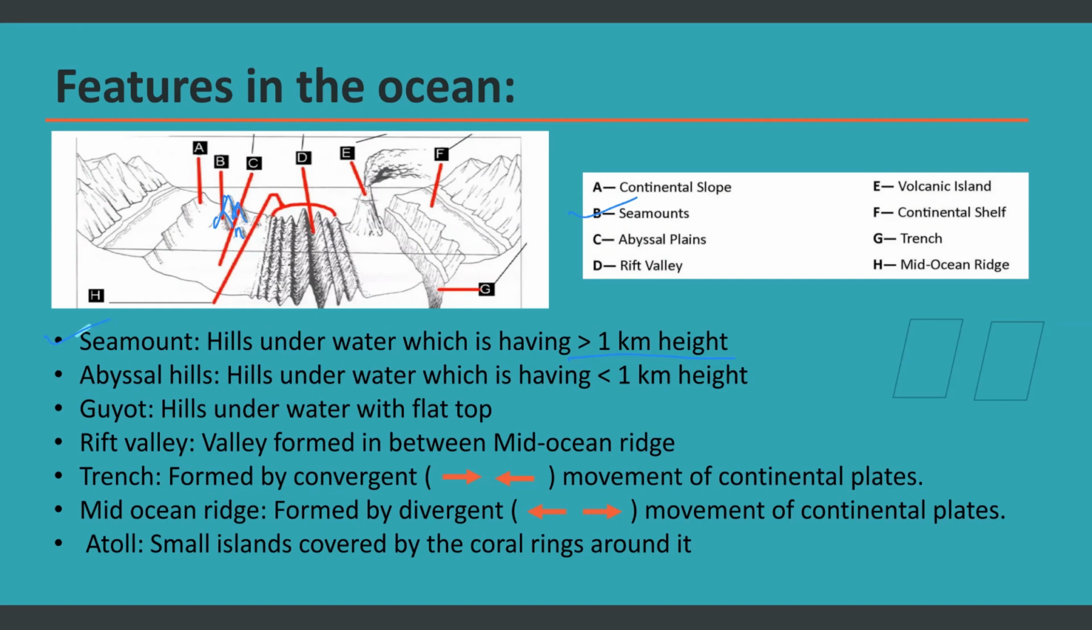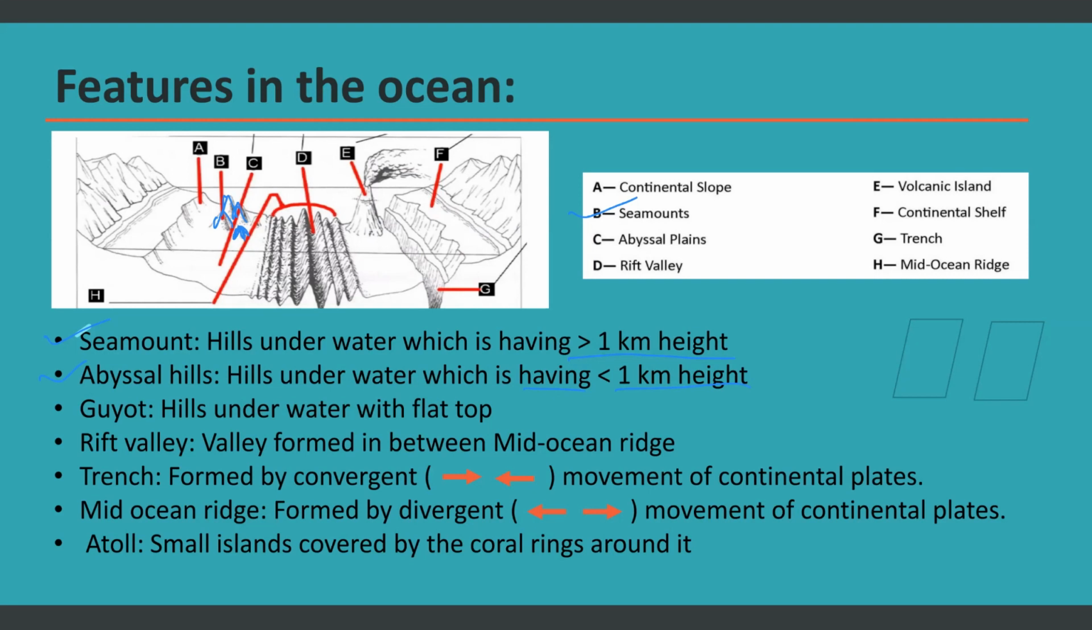Another term is the abyssal hills. Abyssal hills are the hills under the ocean which have less than 1 kilometer of height. These can be called abyssal hills. So the small hills that you can see here, which have less than 1 kilometer height, are not seamounts. These are called abyssal hills because of the smaller size of these hills.